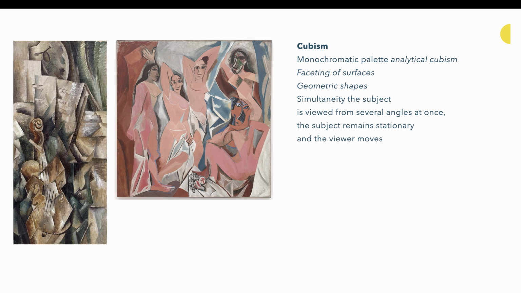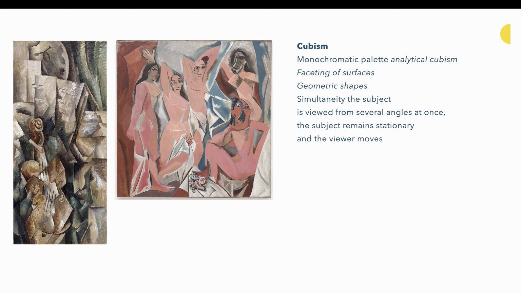We have a faceting of surfaces. Think of a diamond, the way a diamond is cut into different facets. So cubism looks like that. And it's because of simultaneity. The subject, for example, these women in the piece, the models that Picasso painted are standing still, but Picasso is moving all around them, to the left, to the right, above, below, and he's incorporating all those different viewpoints into one, which makes it look faceted like that. And that's simultaneity.